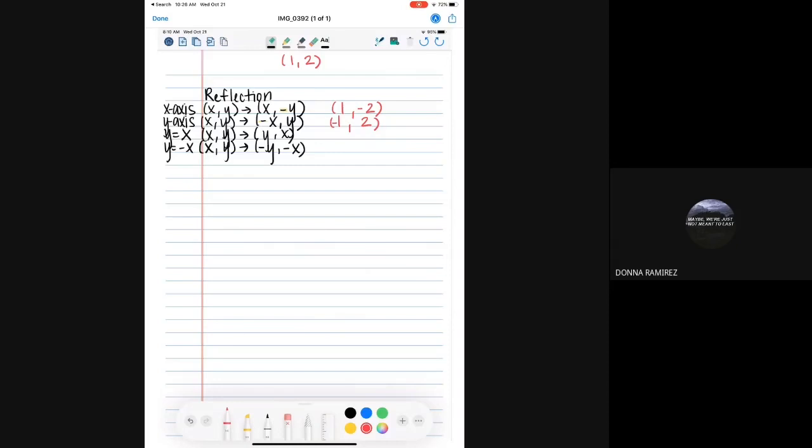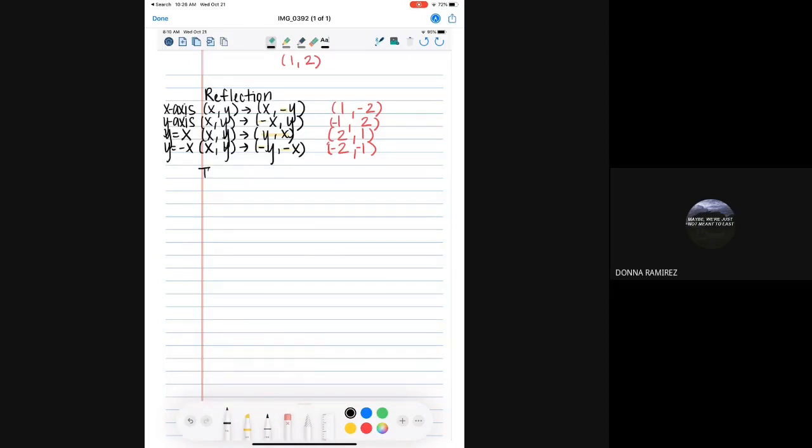If I want a reflection over y equals x, I would switch the x and y, because that's what it tells me to do here. And if I have a reflection over y equals negative x, I would switch x and y first, and then I would go ahead and negate them, as it tells me to do here. Okay? Are there any questions still about reflection mapping rules? No? Okay. Now let's look at our translation mapping rules.